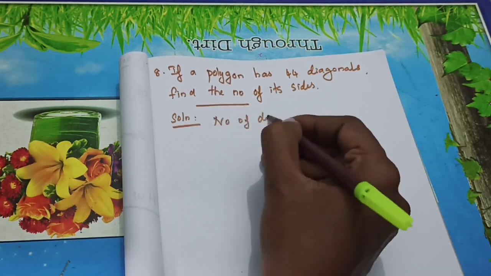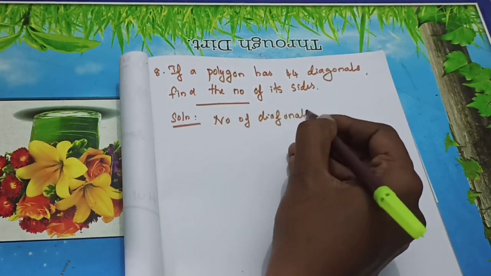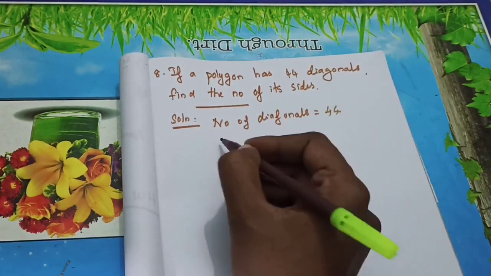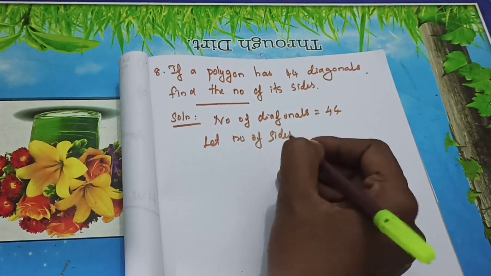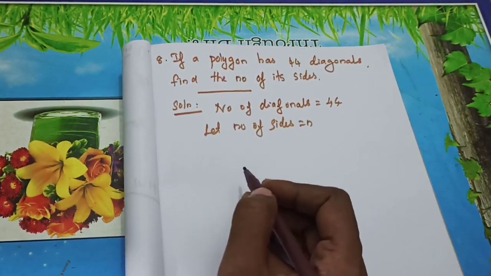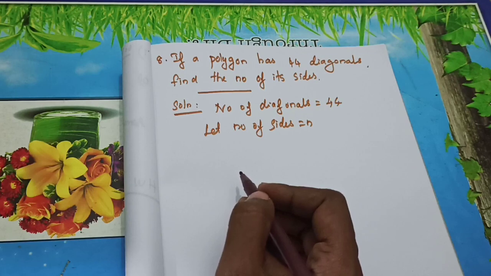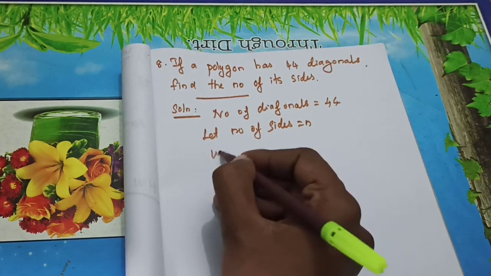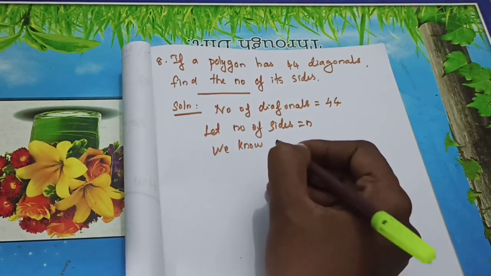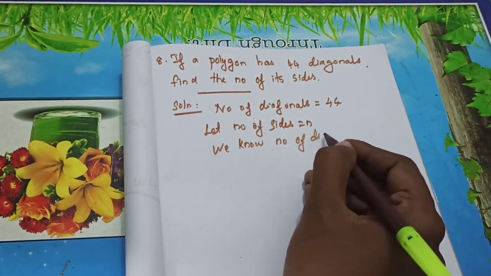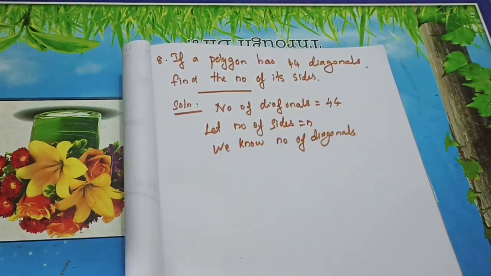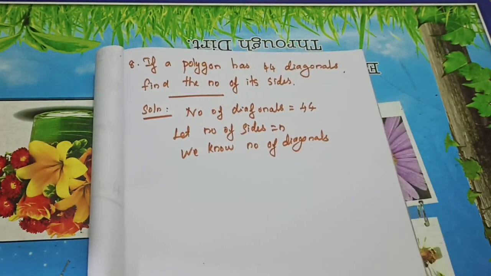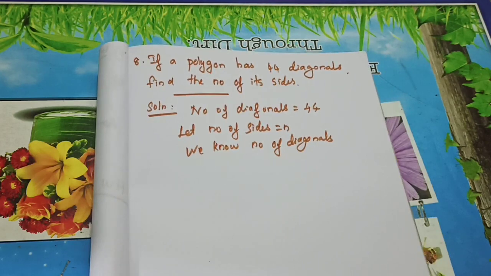Number of diagonals is equal to 44. You don't know the number of sides. So let the number of sides be n. Shall we take n? So we know the number of diagonals. How will you find the number of diagonals? Just imagine: using 2 points, we draw the diagonals. So 44 diagonals are here.